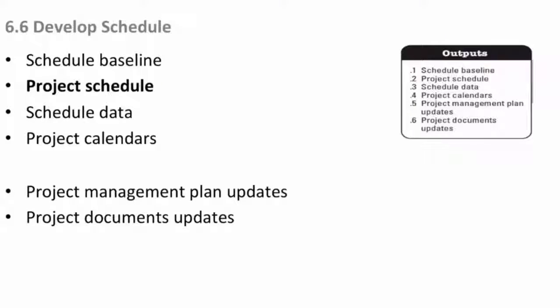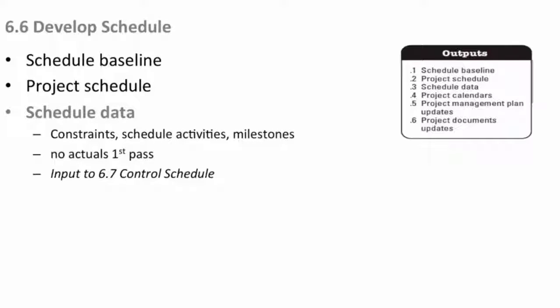So here's your project schedule, which is your living document. At that instant of your baseline, it goes on to be modified with actuals. Schedule data, what is all that stuff? Again, it's all your constraints, your schedule activities, your milestones, your resources, your durations, your costs. All that stuff is schedule data.